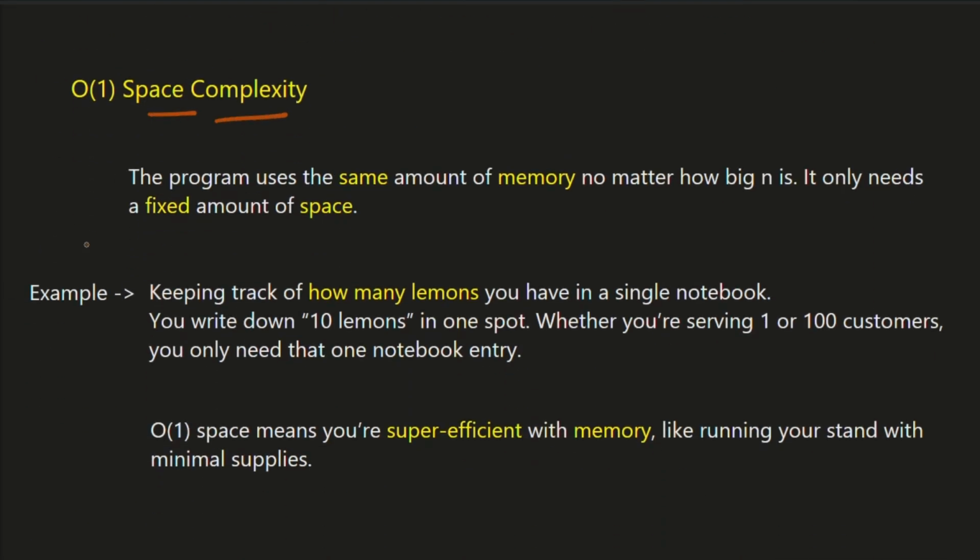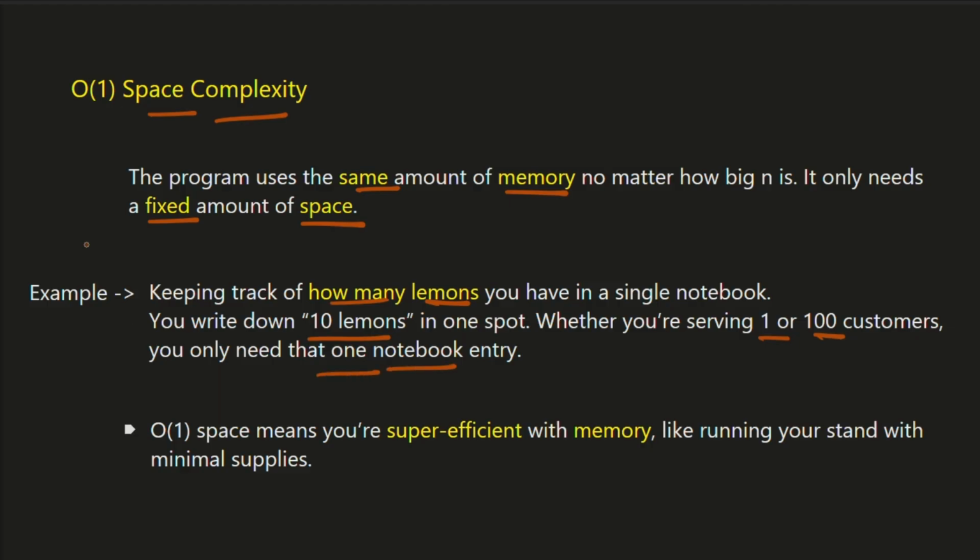O of 1 space complexity. What it means: the program uses the same amount of memory no matter how big N is. It only needs a fixed amount of space. Example: keeping track of how many lemons you have in a single notebook. You write down 10 lemons in one spot. Whether you're serving 1 or 100 customers, you only need that one notebook entry.